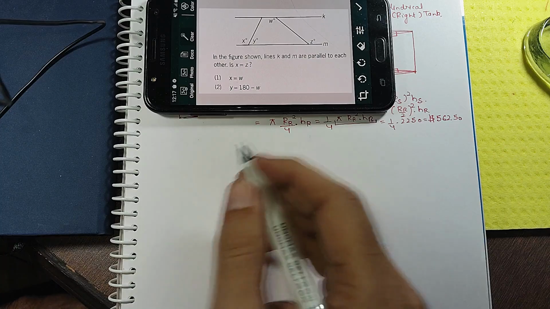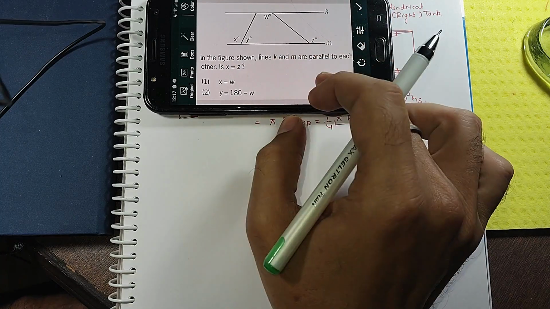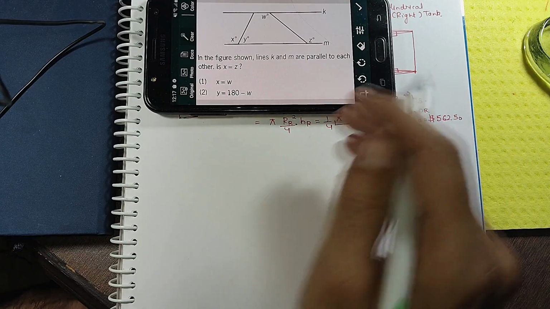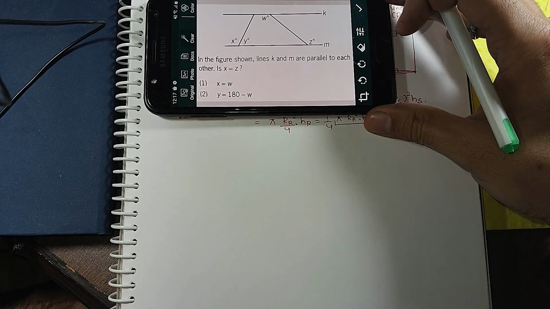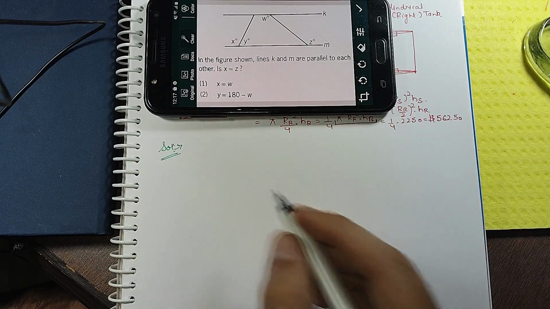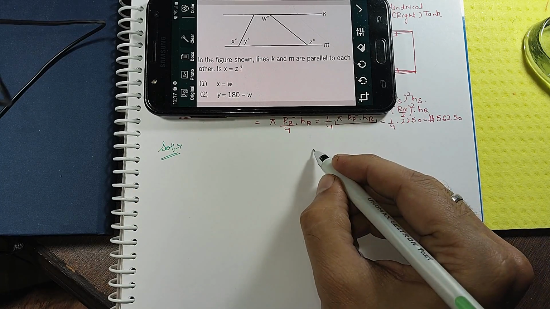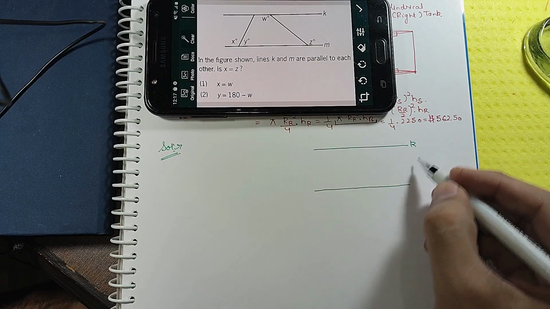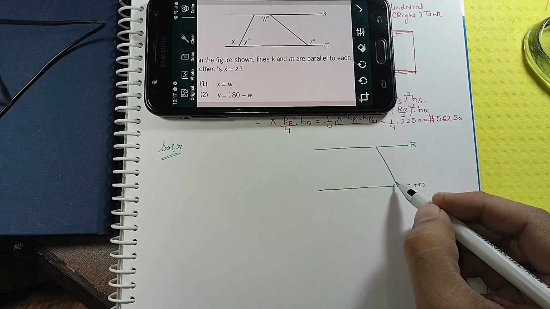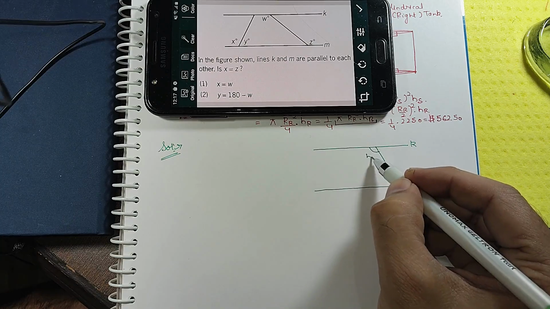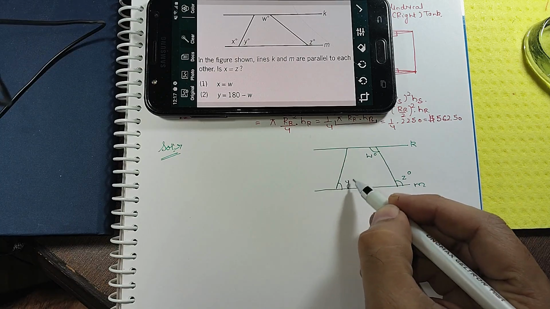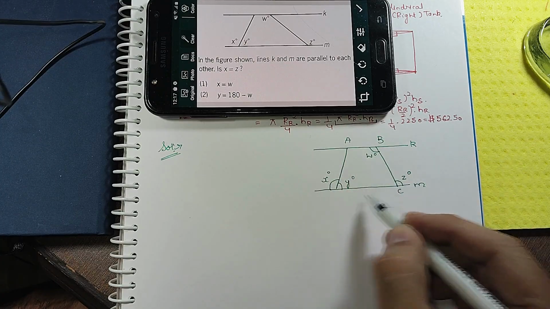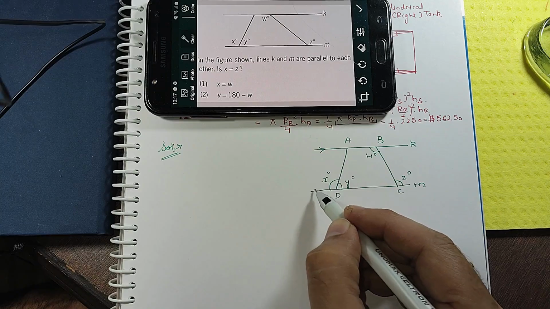In the figure shown, lines K and M are parallel to each other. Is x equal to z? So this is the question asked to us. Lines K and M are parallel to each other. First of all, we will draw the figure. Let us suppose these are two lines K and M. Here it is z degree, this is w degree, this is y degree, and this is x degree. We'll name the points A, B, C, D, and these lines are parallel, right?